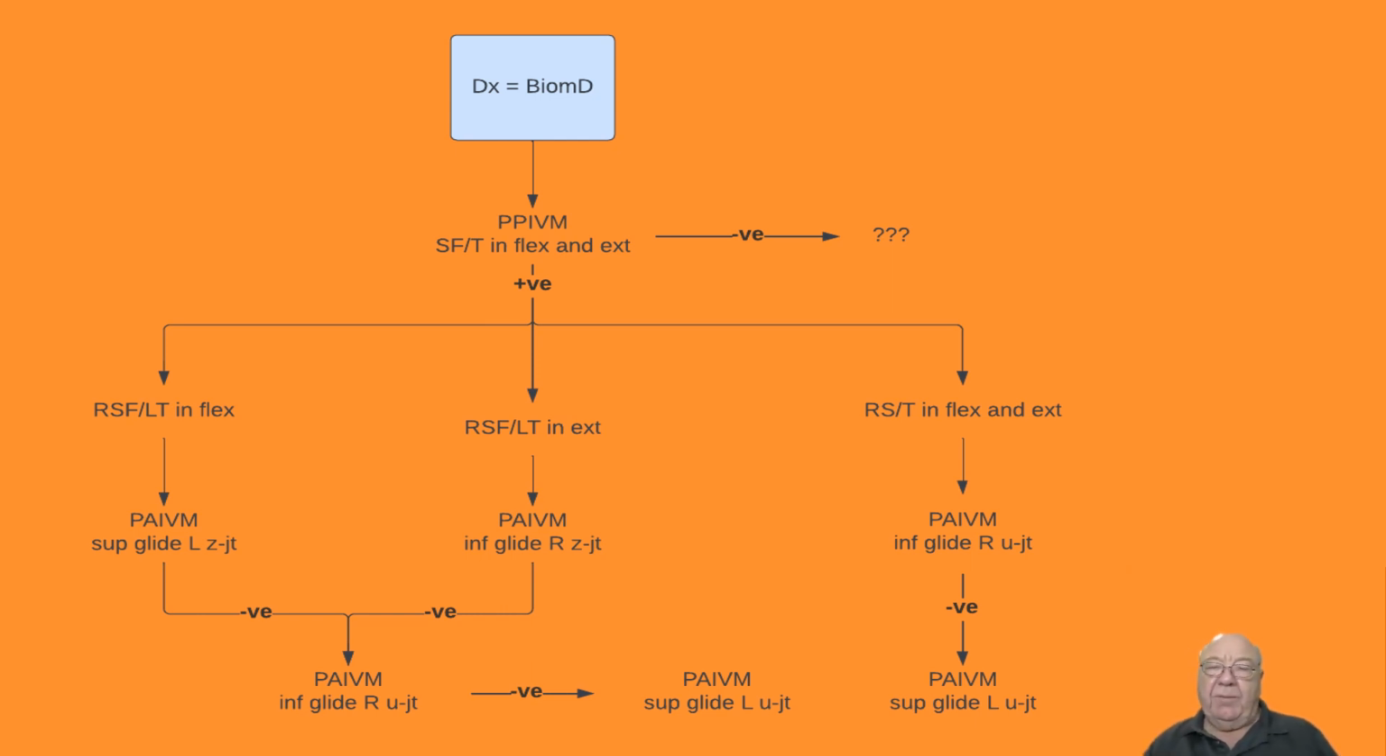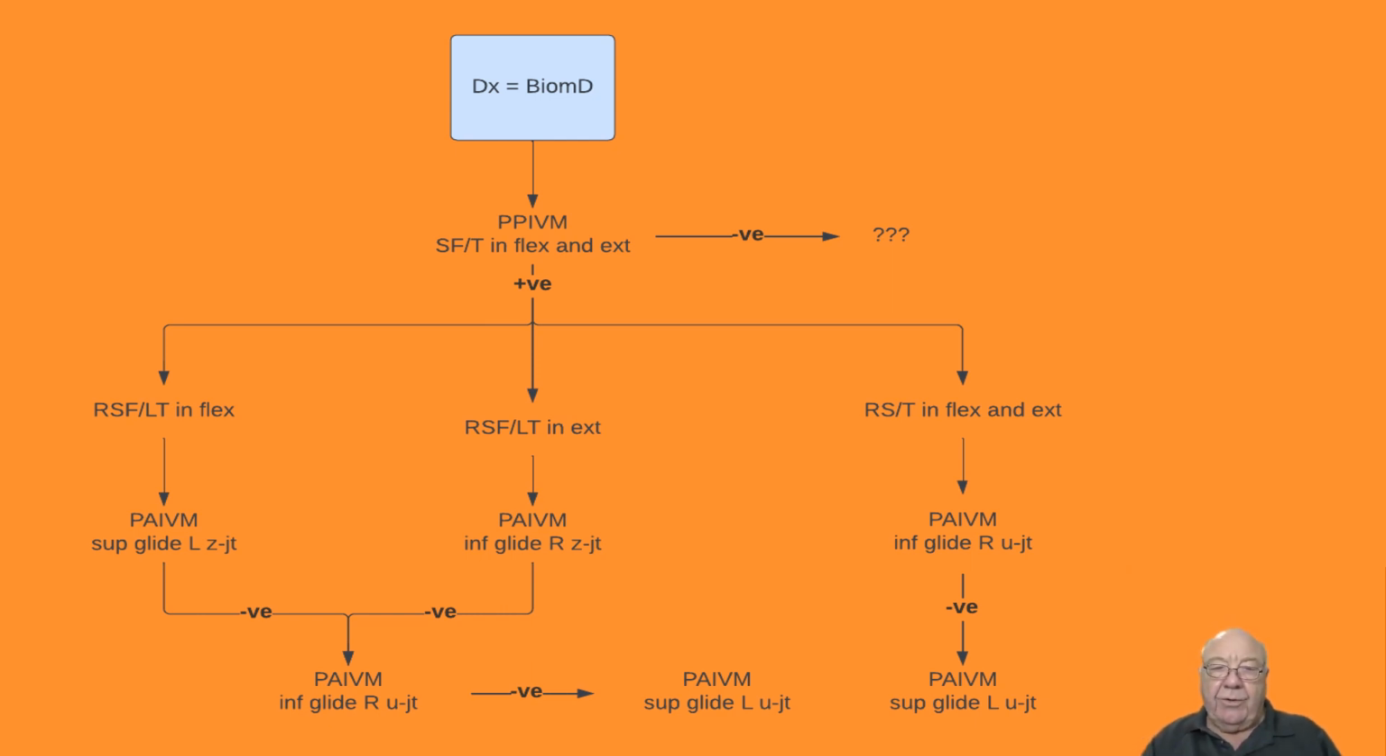We then do the PPIVM, side bending, translation, in flexion and extension. And we find that they're positive, all right? And we move on from there. If they're negative, then you have to wonder what's happening. Either the diagnosis is wrong or your PPIVM abilities are not that great, but there's something wrong, so you have to review what you've done and consider you've made a mistake somewhere along the line. On the other hand, if the PPIVMs are positive, we can move into it.